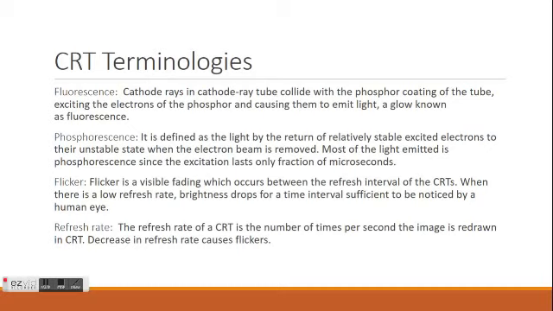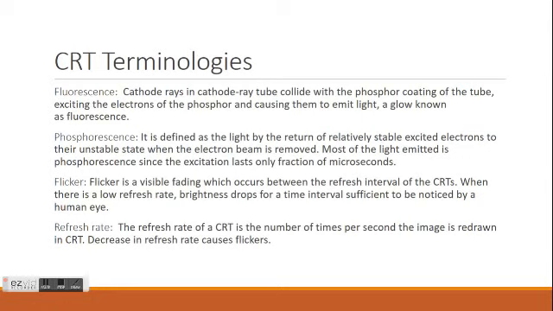Fluorescence is the glow when the cathode ray in the tube collides with the phosphor coating and excites the electrons of the phosphor, causing them to emit light. Phosphorescence is defined as the light emitted by the return of somewhat stable excited electrons to their unstable state when the beam is removed. Most of the light emitted is phosphorescent since the excitation of the beam lasts only a fraction of microseconds.